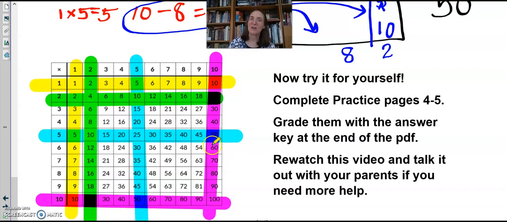Wow. So I want you to try it for yourself. In the packet I sent you, you're going to complete practice pages 4 and 5. Now I'm going to give you a special challenge. You can skip count, but try using patterns and connections and relationships, particularly number bonds, relationships between 5 and 10 and other numbers, using those big benchmark numbers of 5 and 10. See if you can use those to do some really tricky ones.